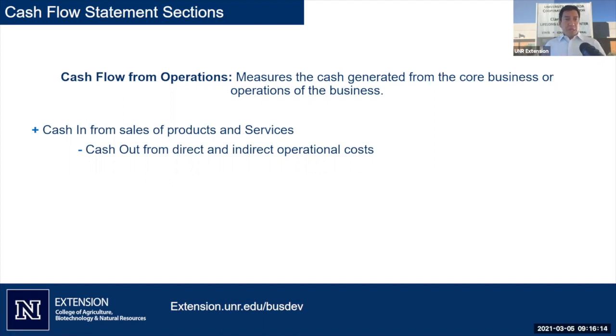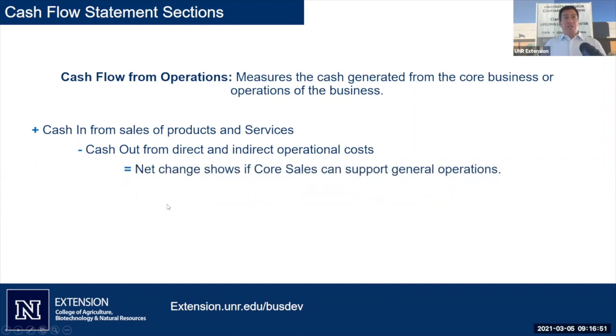So if I provide a service for construction, what's going to be the money coming in for services, and what's going to be my money coming out for the products that I have to buy, the labor that I have to hire and pay for, maybe have to rent some equipment as well. So you only take those positive and those negative amounts in the cash from operations.